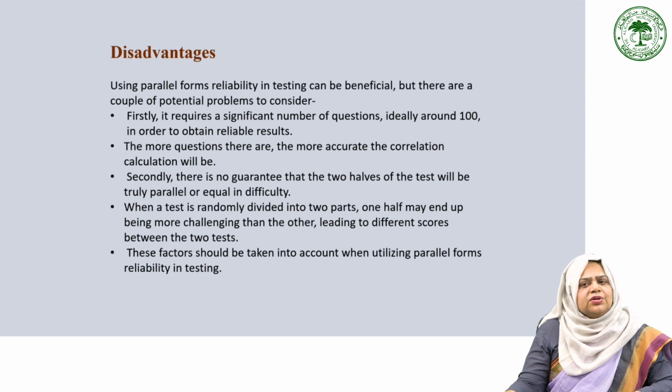To mitigate the risk of unequal difficulty between the two halves of a test, researchers often employ various strategies. These may include retesting the items to ensure their equivalence, using statistical techniques to adjust for any differences in difficulty, or even creating multiple forms of the test to increase the chances of obtaining reliable results.